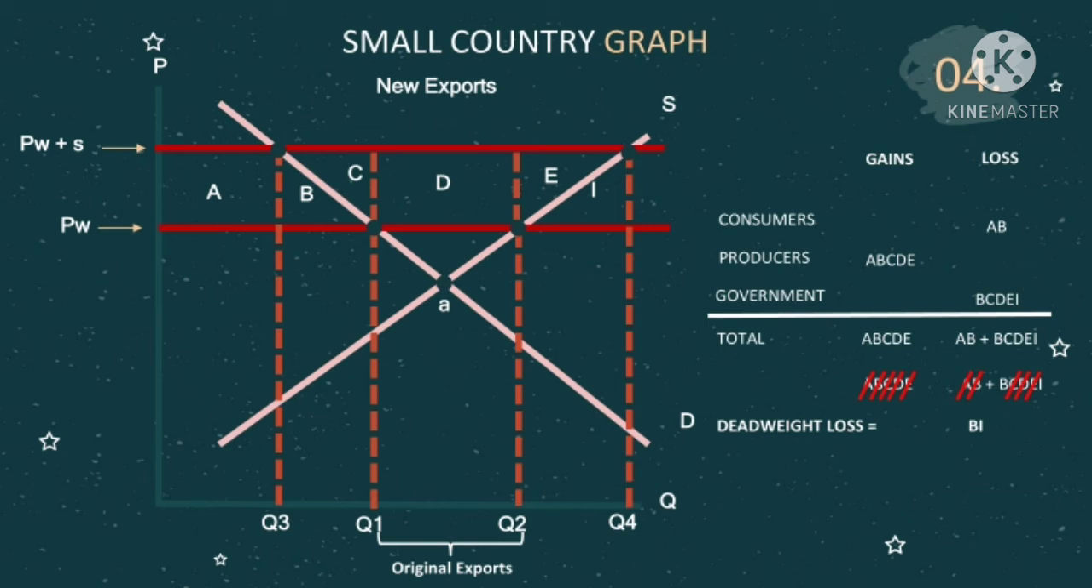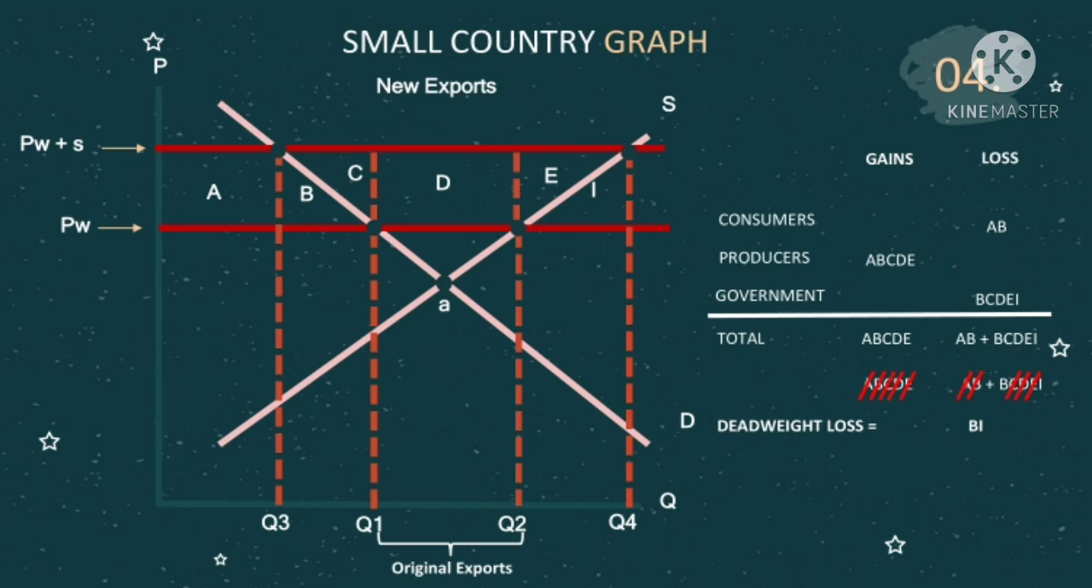For the graph, P stands for price, Q stands for quantity, S stands for supply, D stands for demand, A is for equilibrium of the demand-supply curve, PW is world price, Q1 is the demand above the equilibrium of the demand-supply curve, and Q2 is the supply above the equilibrium of the demand-supply curve. The distance between Q1 and Q2 is the original exports.